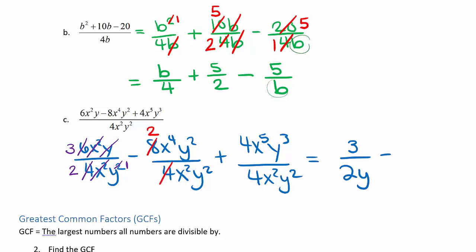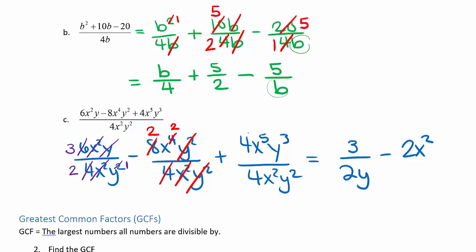Second term, 8 and 4 are both divisible by 4. I can cancel an x squared out. If I take 2 away from 4, I have 2 left over, so that's an x squared. And finally, I can just completely cancel those y squareds out. So in the numerator, all I'm left with is a 2x squared, and it looks like I have nothing left in the denominator. So that second term is just 2x squared.